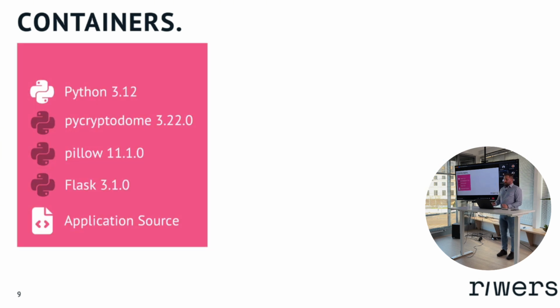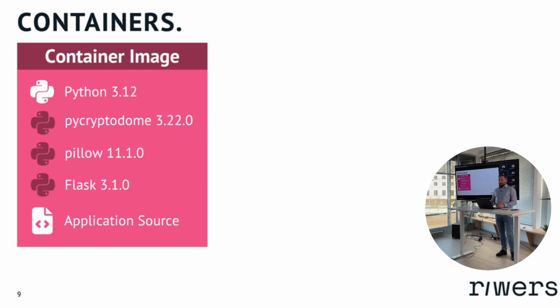Now I have an example here, and basically this is your application and the stack it needs. It needs Python 3.12. It needs some Python libraries. What we want to do is to create a container image, so basically package this all together so it can be taken as one piece and deployed somewhere else.